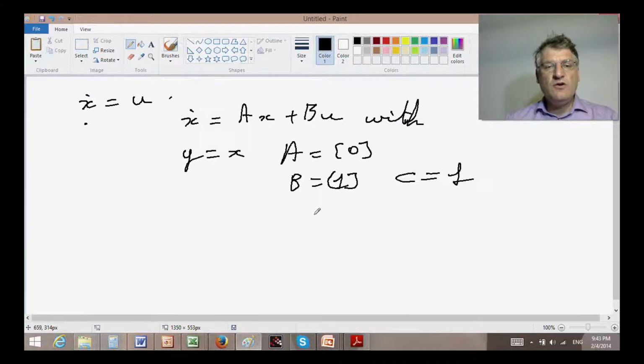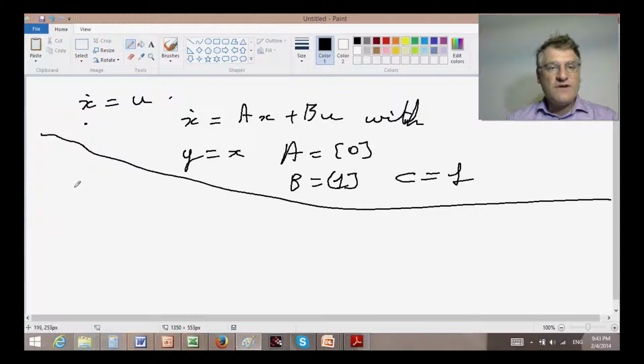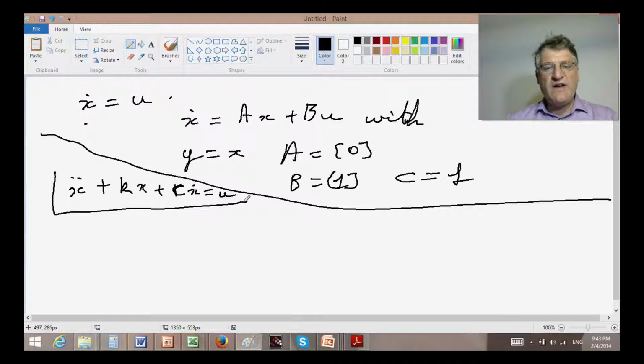Let's now look at more complex equations. One of them could be x double dot plus c x dot plus kx is equal to u. We have seen that this is a mass spring dashpot system.